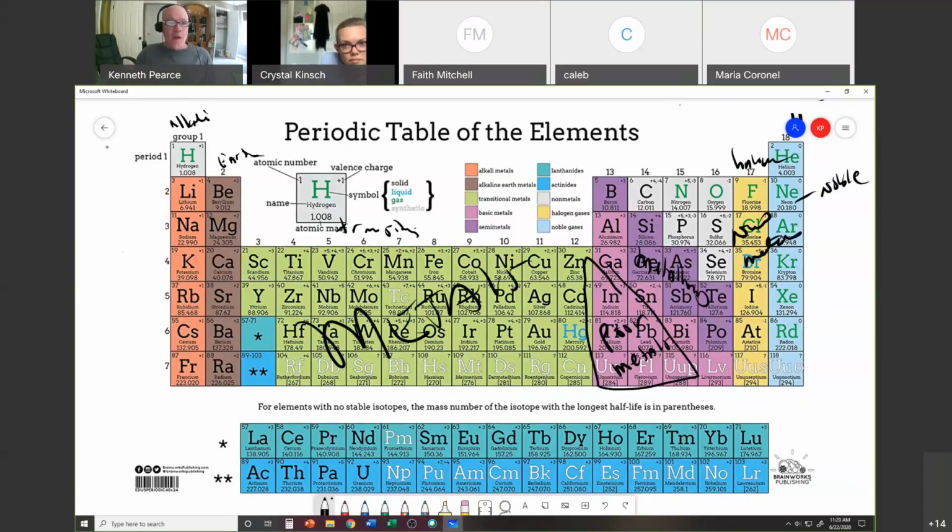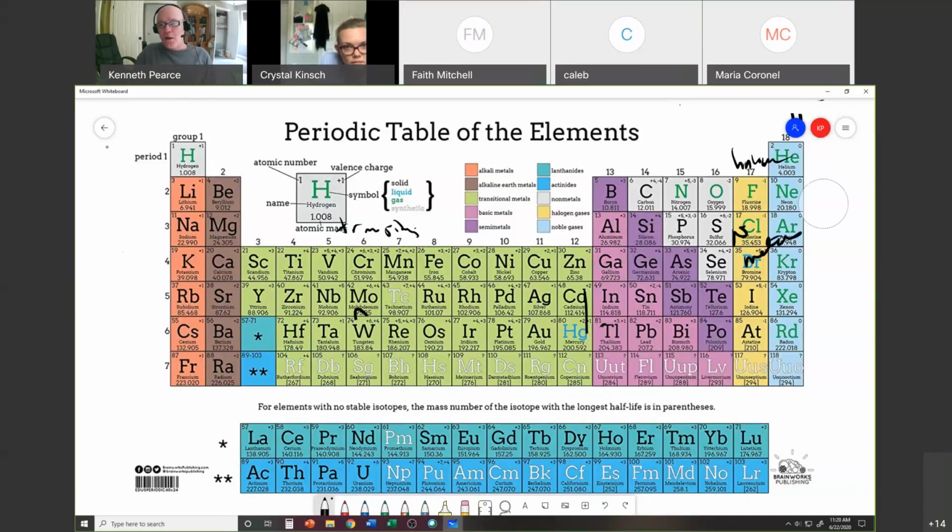Now, there are some periodic trends, and before I say that, take some time to read. Here's an assignment for y'all to do. Read about the group 1 elements. There's some stuff about oxides, superoxides, and so forth.